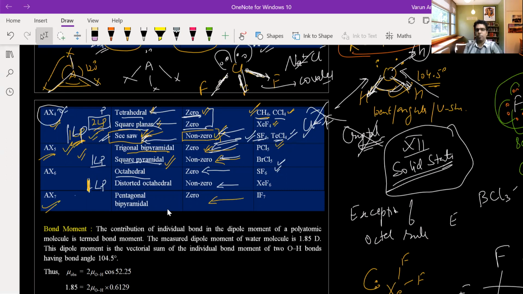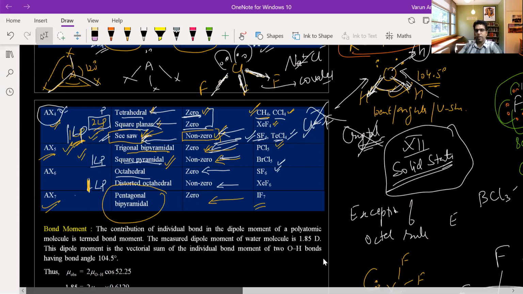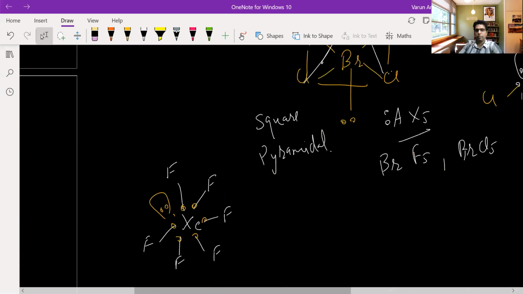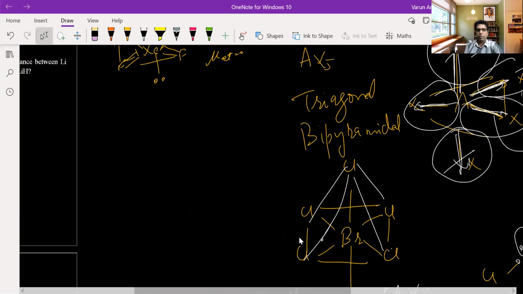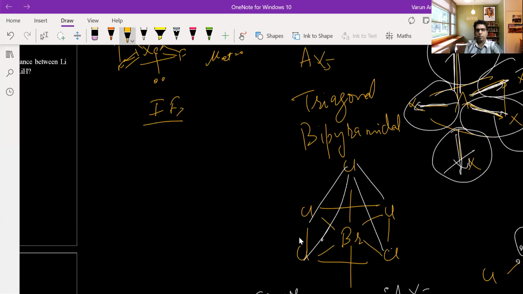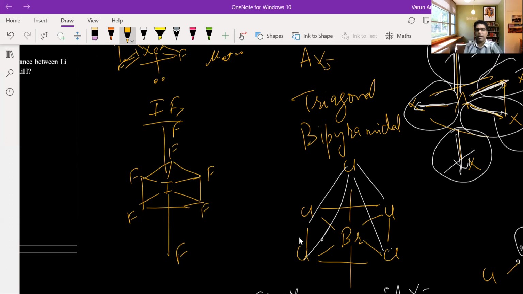If the dipole moment is zero, it will be pentagonal bipyramidal in shape. Example is IF7. So what will be the structure of IF7? Draw a regular pentagon, put iodine at the center of this pentagon, and 5 fluorine atoms at the corners of the pentagon. Now this will form the base, and one fluorine at the top, one at the bottom. So this is a pentagonal bipyramid.